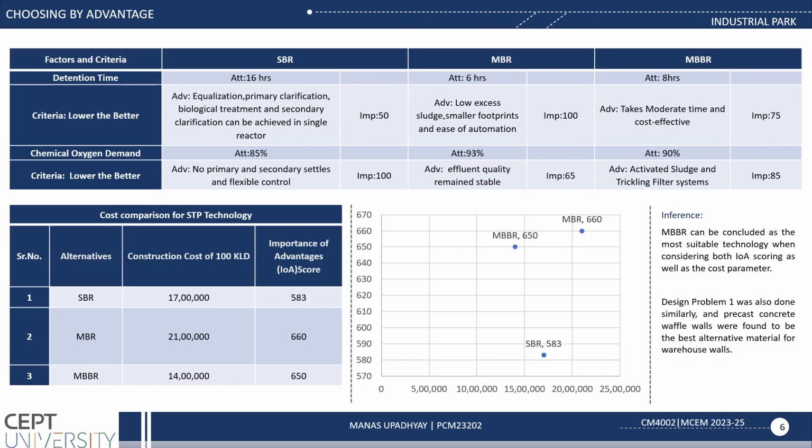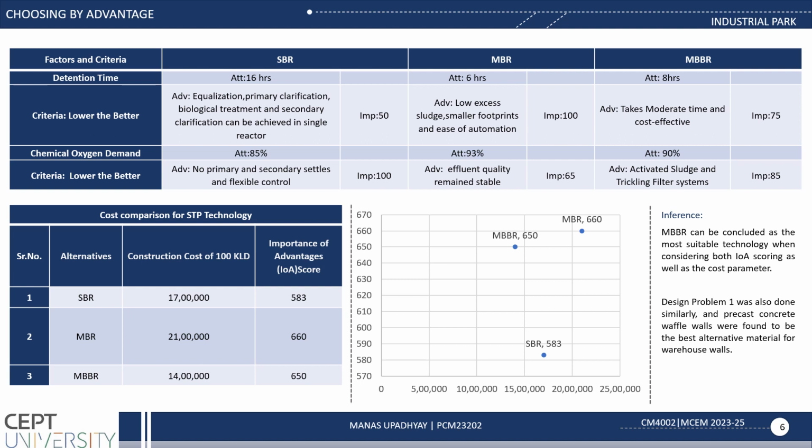The second major design problem is STP. For STP technology, the client requires a minimum amount of land and less maintenance requirement should be considered. The technology should be economical, the cost of STP should be less. The three alternatives of STP are MBR, SBR, and MBBR. We have found the cost comparison of all three alternatives.